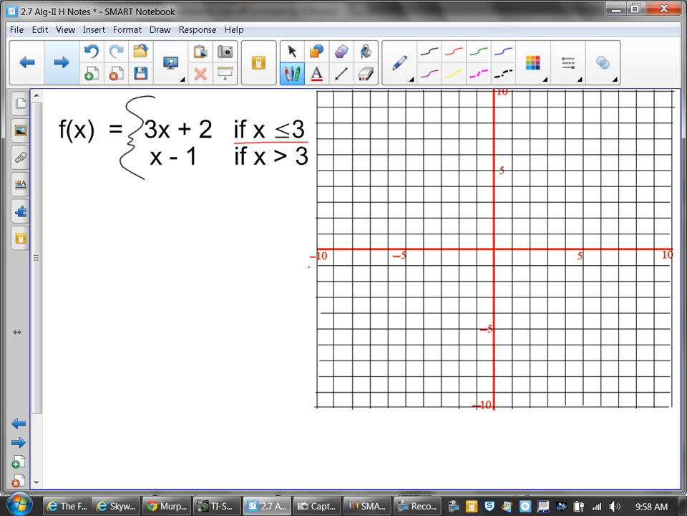All right? So 3x plus 2, what's your y-intercept? 2. What's your slope? 3. So I'm just going to start at 2 and walk my slope. Up 3 over 1. Up 3 over 1. And so on. Or down 3 over 1.